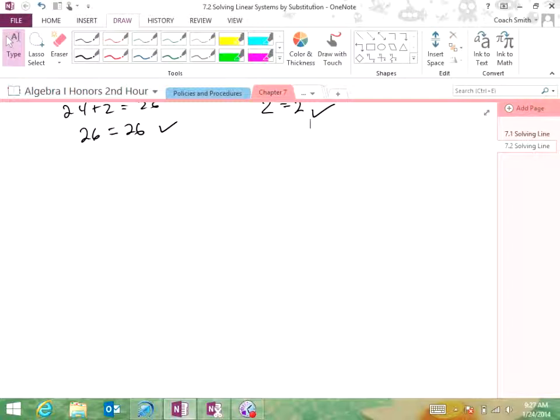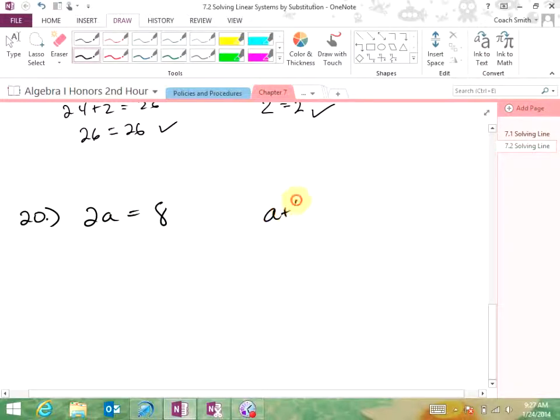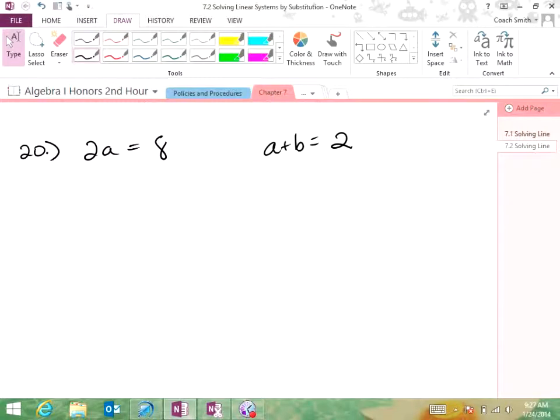All right, let's look at this one. This is number 20. 2a is equal to 8, and a plus b is equal to 2. So the first step is to solve one of the equations. It doesn't matter. I can solve the first equation or I can solve the second equation. You will still get the same answer. Now, the easiest one to solve would be just to divide this by 2.